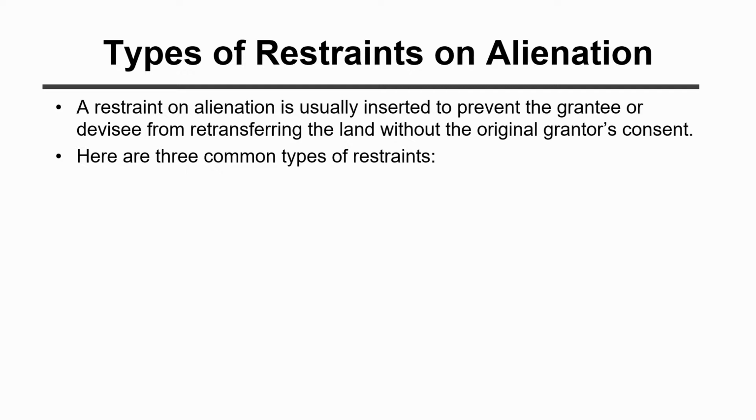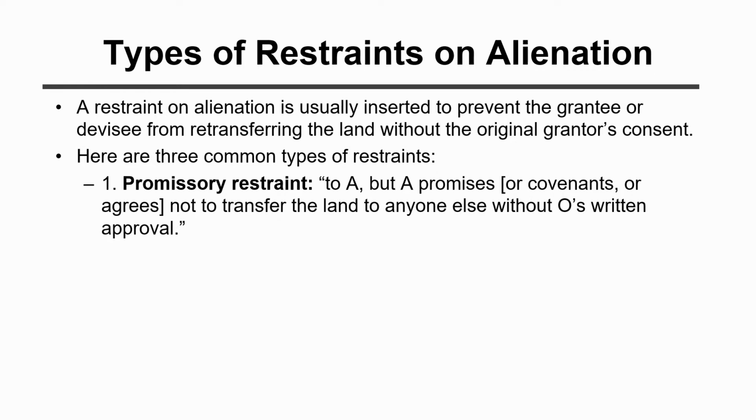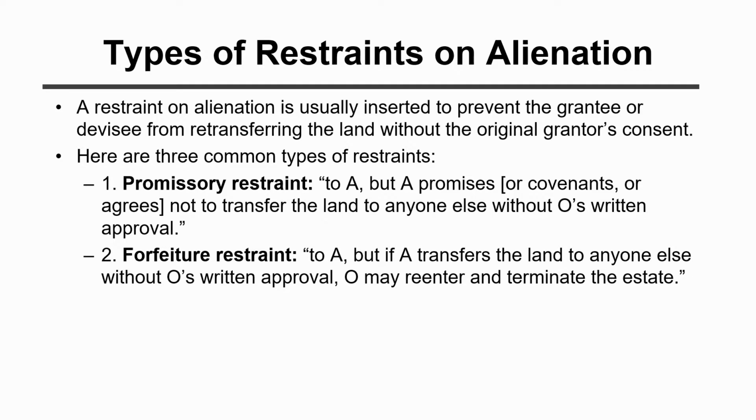Traditionally, there are three types of restraints on alienation. Now, not every restraint on alienation fits neatly into one of these categories, but nevertheless, it is important to recognize and understand them. The first kind is called a promissory restraint. An example might be O owns the land and conveys it to A, but A promises, or the word might be covenants or agrees, not to transfer the land to anybody else without O's written approval. That's a promissory restraint.